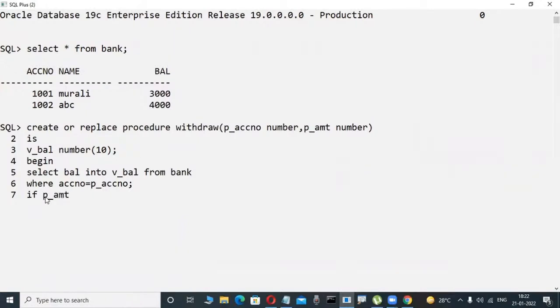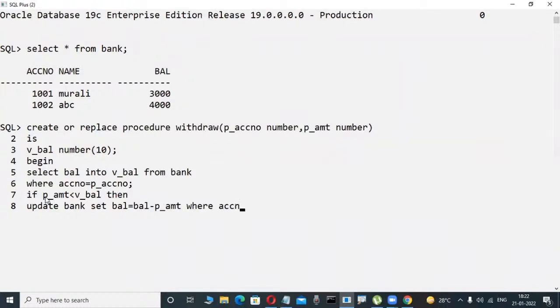Observe the logic here, not the coding. Here, that amount is less than the available balance. And then I want to affect that in the database: update table name, set balance is equal to balance minus p_amount. Something is there, where coding is there.